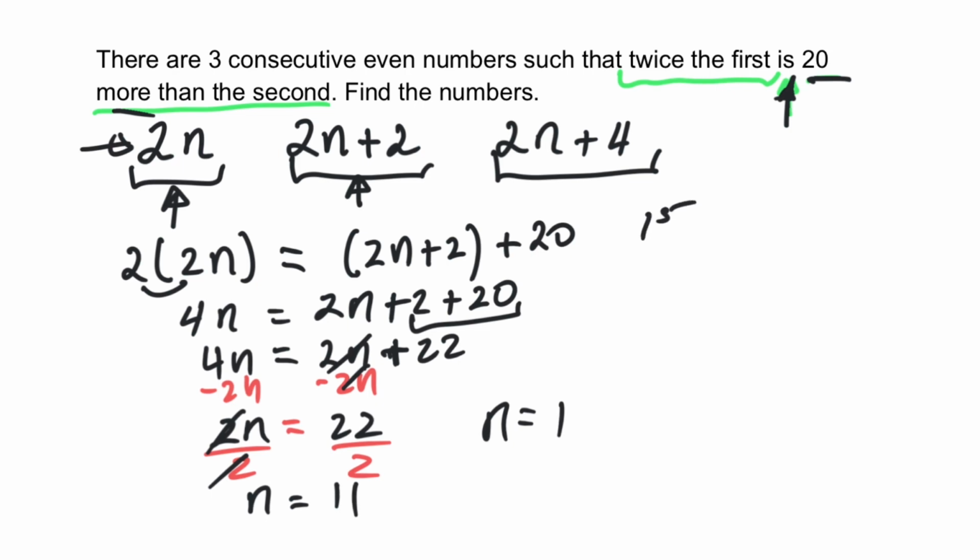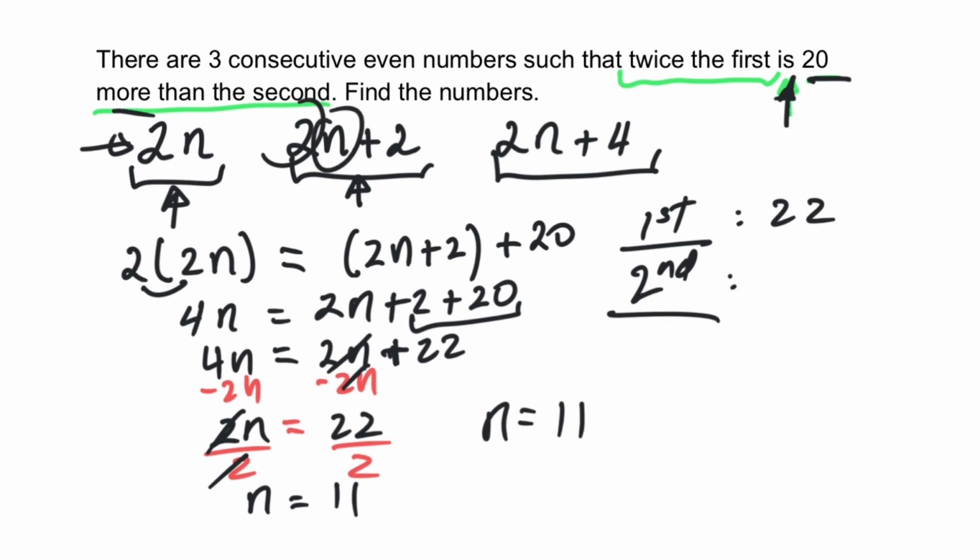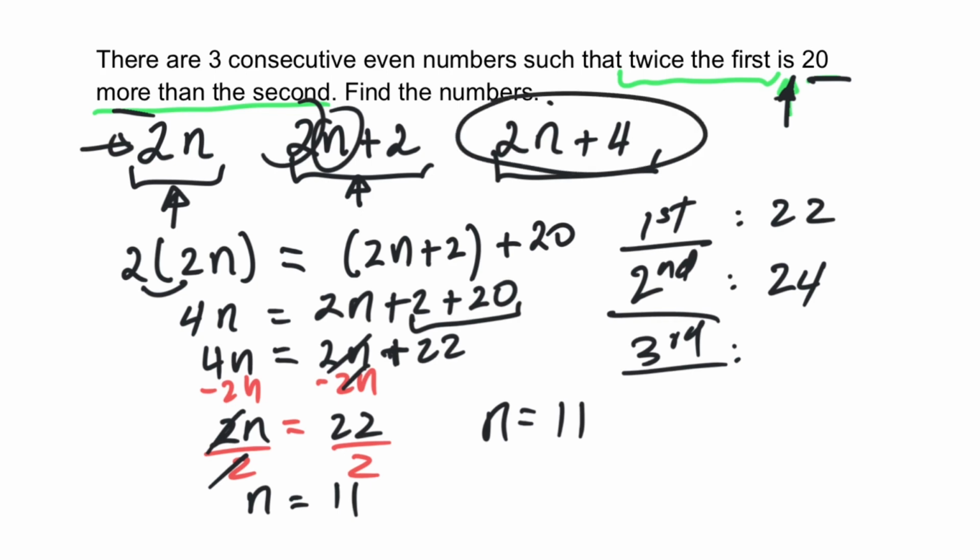So the first even number is going to be 2 times n. And 2 times n is going to be 22. So the first number is going to be 22. The second even number is going to be 2 times n plus 2. So 2 times n, that's 22. 22 plus 2, that's 24. And the third one is going to be 2 times n plus 4. So 2 times 11, that is 22. 22 plus 4, that is 26.